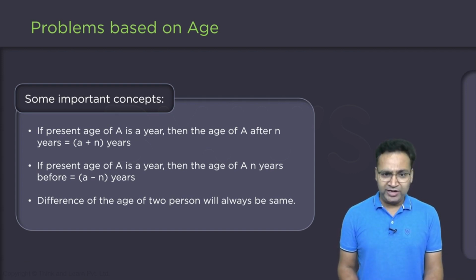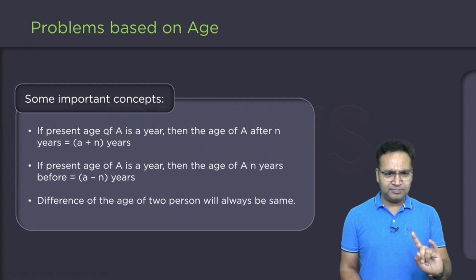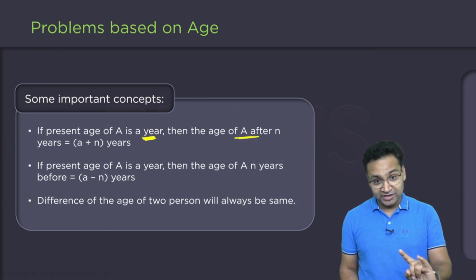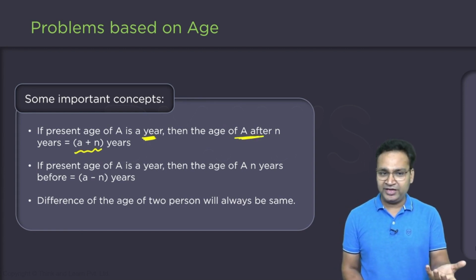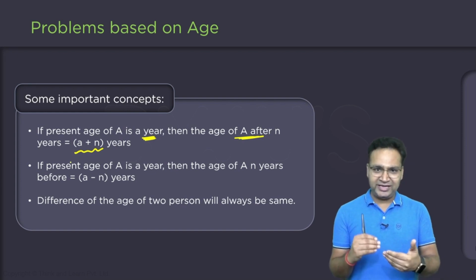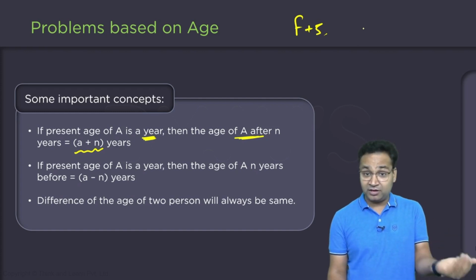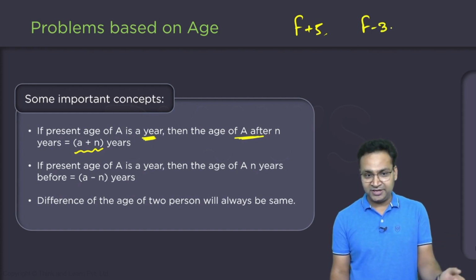If you look at point number 1, it clearly says the present age of A is A years. Then the age of A after n years will be A plus n. If I ask what is the age of father after 5 years, it is father's age F plus 5. Age of father 3 years ago is F minus 3.